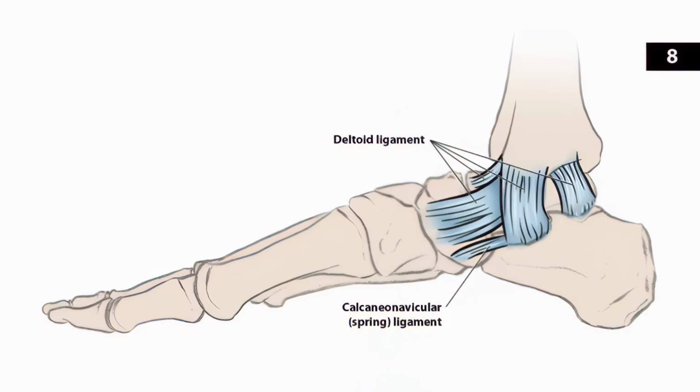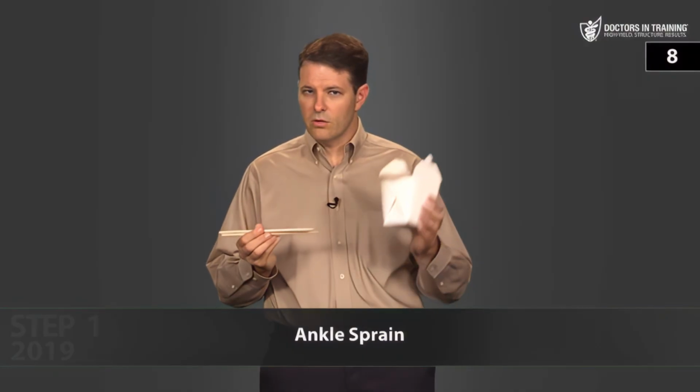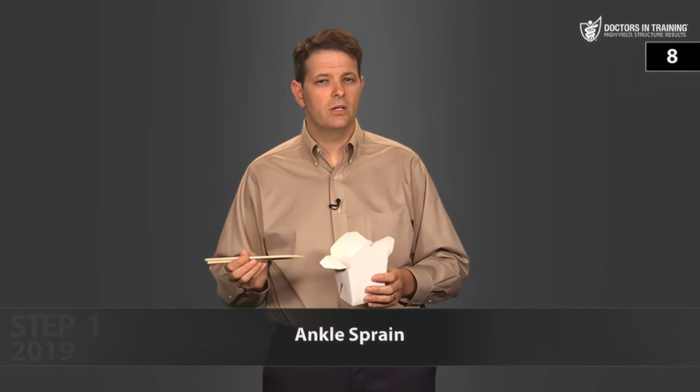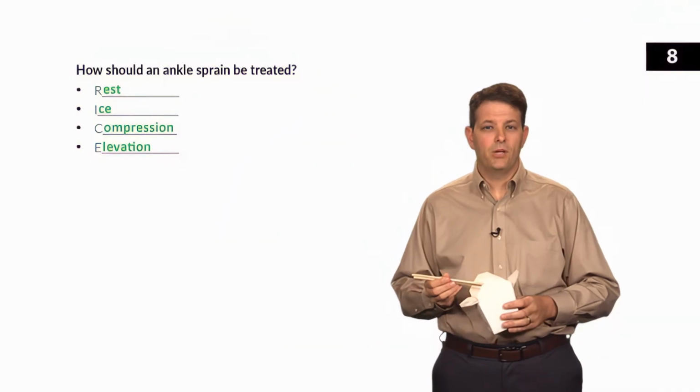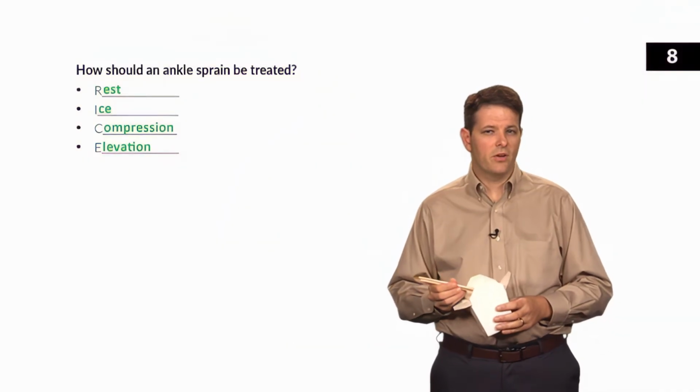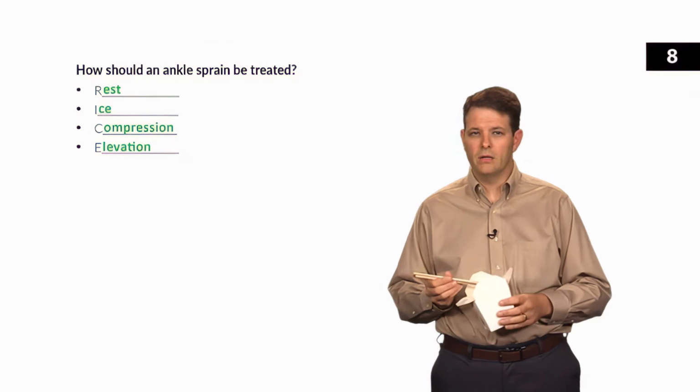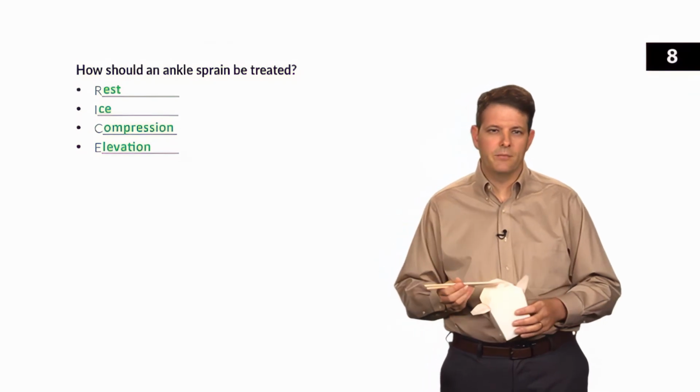Now in the study guide it asks, how should an ankle sprain be treated? And the mnemonic is RICE: rest, ice, compression, and elevation. You have the patient rest the foot by using crutches until they're able to bear weight and walk with a normal gait. They never do that, but that's the recommendation.